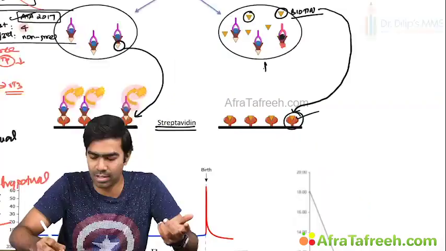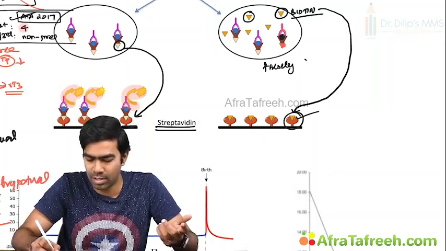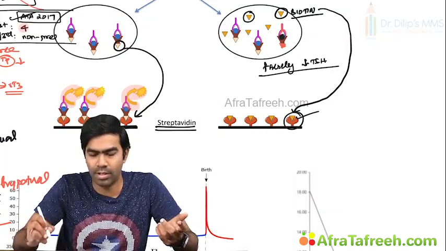So which means this biotin antibody streptavidin capture will not happen, and all these streptavidin sites will be occupied by the biotin that you are taking in excess, resulting in an undetectable TSH, which means the TSH cannot be detected in this case, resulting in a falsely decreased TSH. Clear? So this is the reason.